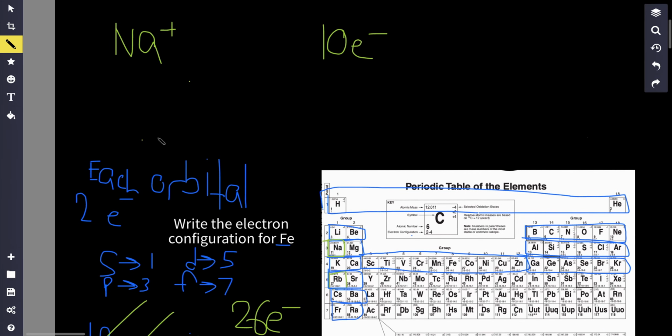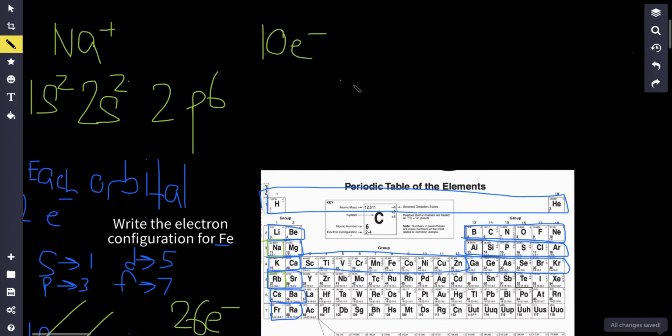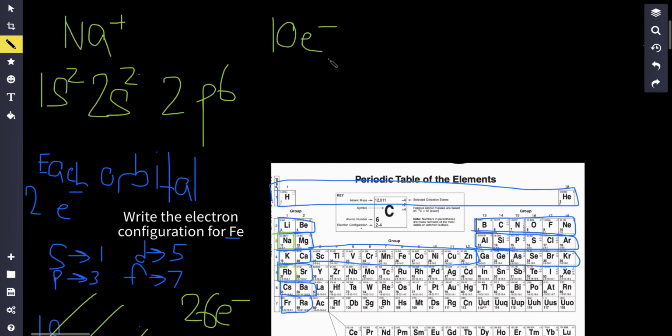So once again, we're going to do our thing. This is going to be 1s2, 2s2, and then 2p6. And notice how all of this adds up to 10: 2 plus 2 plus 6 adds up to 10. Now, you might be saying, okay, Na plus has 10 electrons, so this is the electron configuration for Na plus.